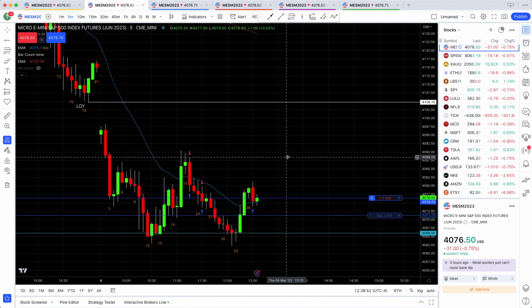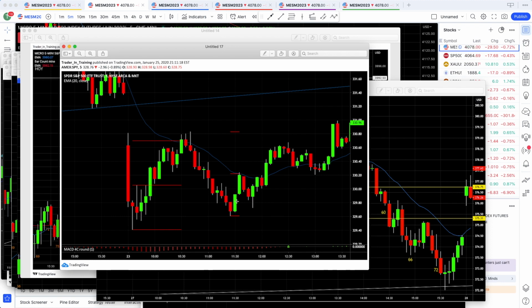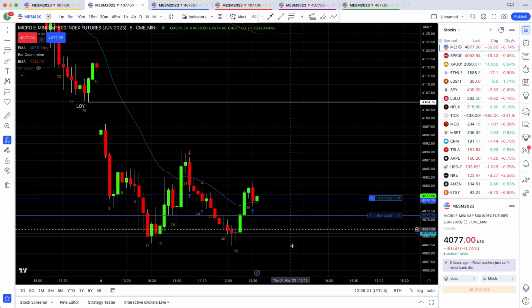The difference between these two examples and today is that these are both accelerating up into the moving average, and so it needed a deeper pullback. This one as well, accelerating up into the moving average. Today we actually got breakout and follow through above the moving average, so a little bit stronger today.